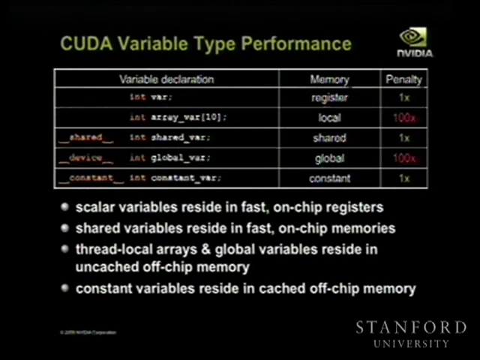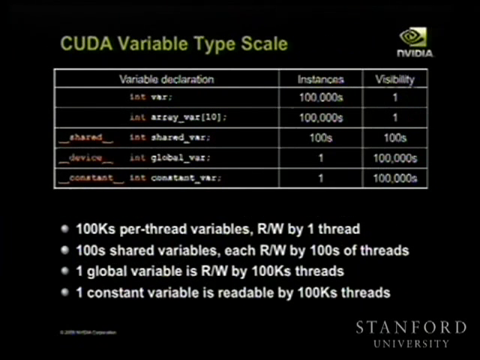And then finally, constant variables actually get implemented in the global memory off-chip address space, but they're cached on chip. So ordinarily, you don't have to worry about performance for these kinds of variables. They're basically going to be on the same order as accessing normal register variables and shared variables. And so you can compare the scale of threads that can actually see these variables.